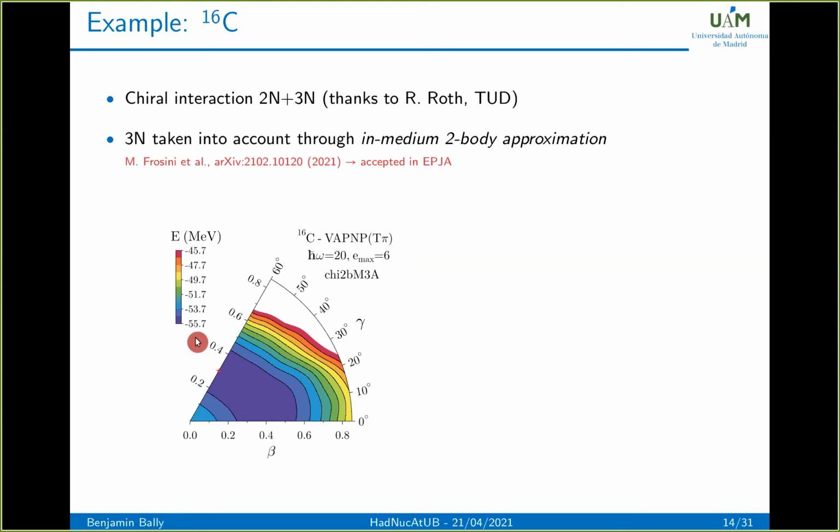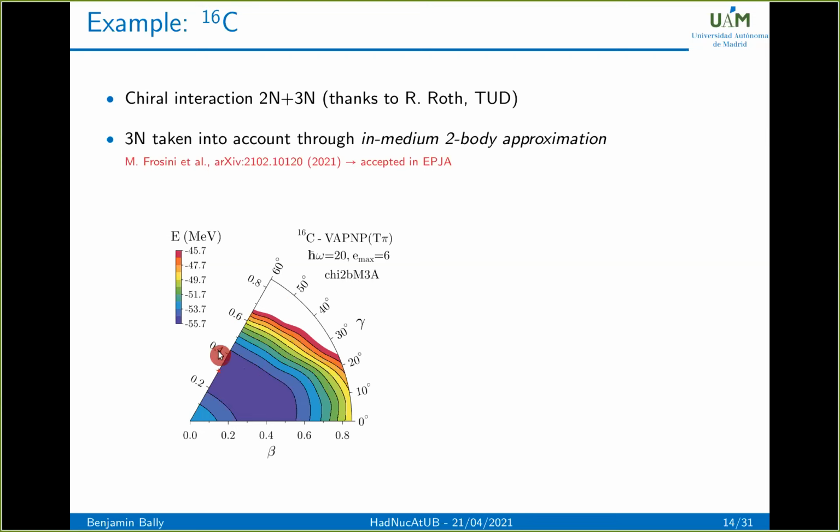So a few remarks in order. First, here the minimum is oblate, but you can see that the surface is extremely soft against gamma deformation. So when you project, it will not be the minimum anymore, actually.